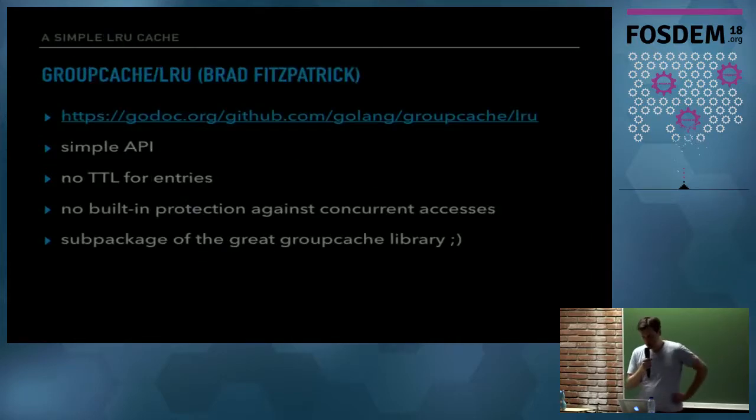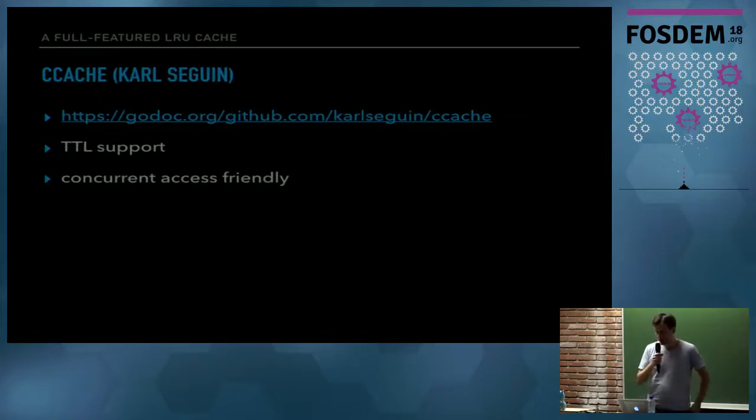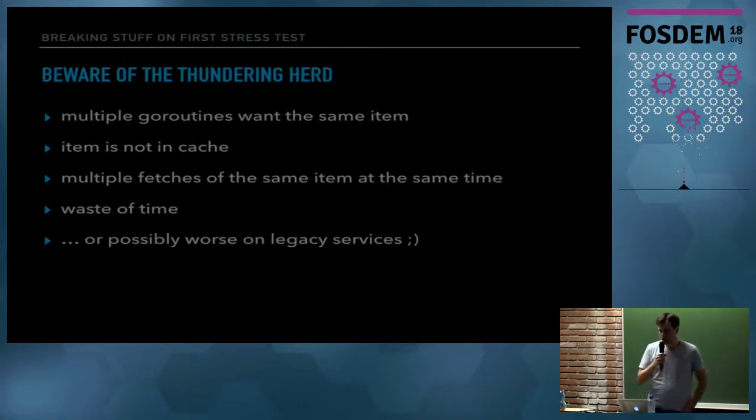So there's a simple package for LRU cache by Brad Fitzpatrick in groupcache. It's very simple to use, but it does not support TTL for entries and does not support concurrent access out of the box. There's a way more powerful cache, ccache, by Karl Seguin, with support for TTL and different pools protected by mutexes for fast and safe concurrent access. But beware of the thundering herd, when multiple goroutines at the same time want a missing item. They will fetch it at the same time, and you can do bad things to the slow service behind.